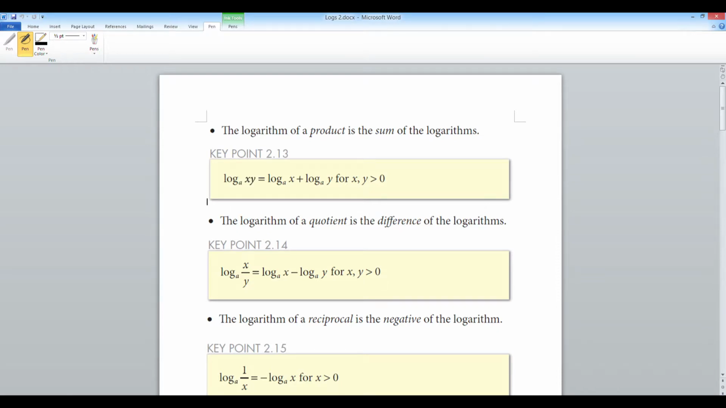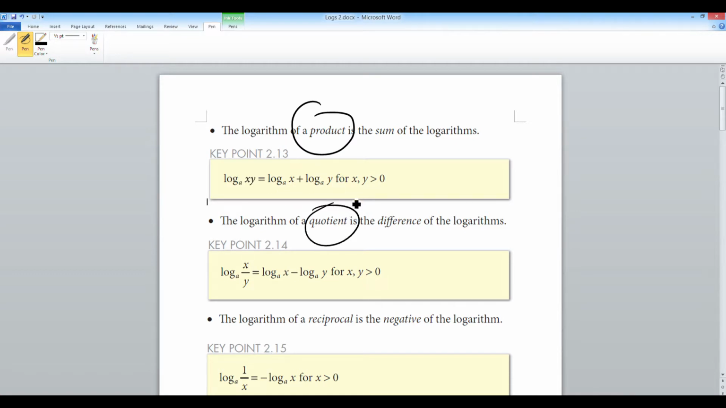Good afternoon. Let's take a look at the laws of logarithms. So there are a variety of laws. The first one we have here is the product rule. Log base a of x times y. Instead of the multiplication, we can separate it: log base a of x plus log base a of y.